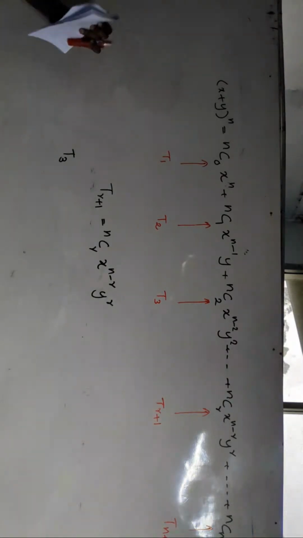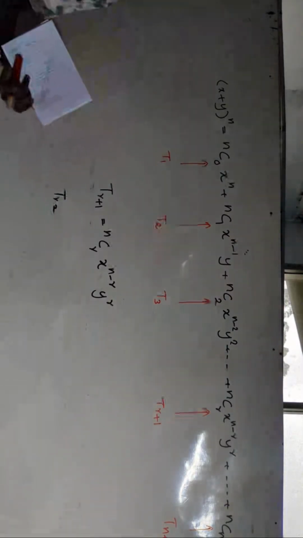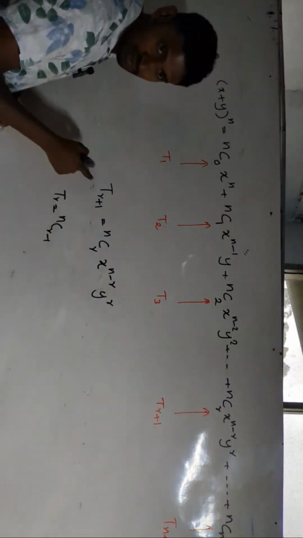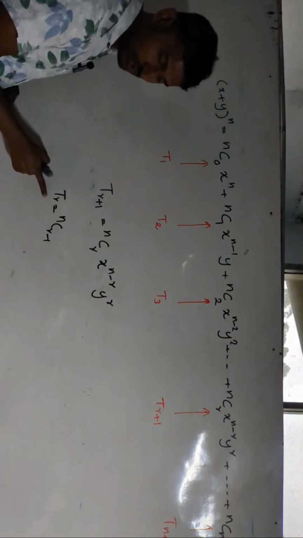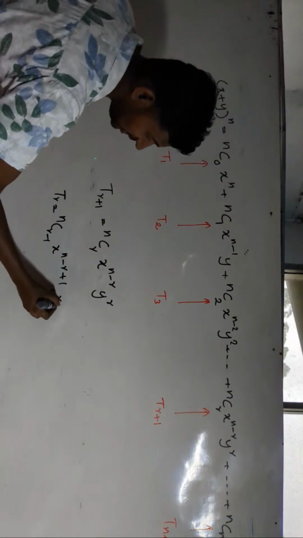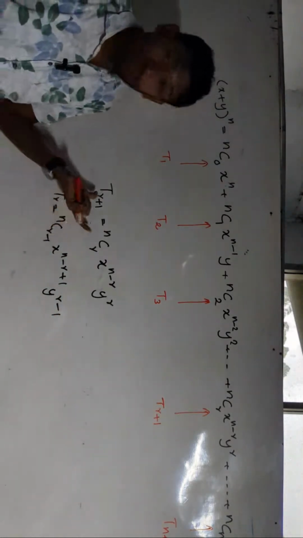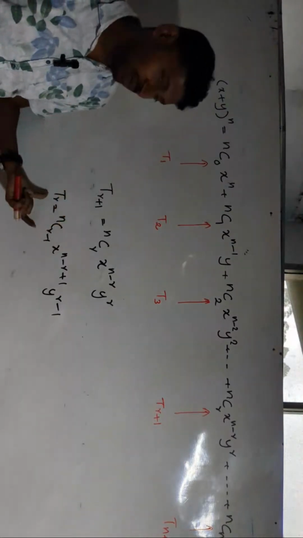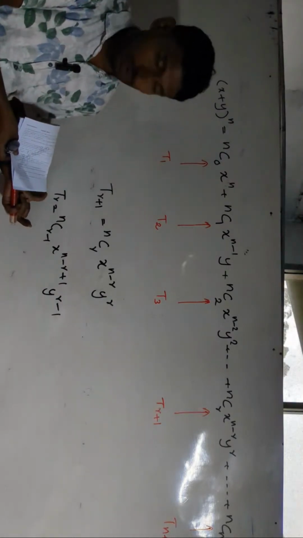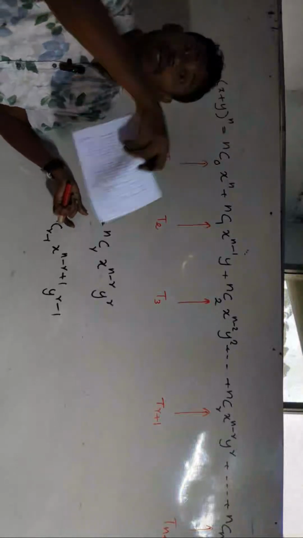Now, if you can remember the T r formula, it will be ugly: nC(r minus 1). Instead of r, you need to write r minus 1, x to the power of n minus (r minus 1), y to the power of r minus 1. So this is ugly. So instead of this one, we remember this one. If you want to find the 10th term, you can just apply 10 here. But here, if you want to find the 10th term, you need to apply 9.